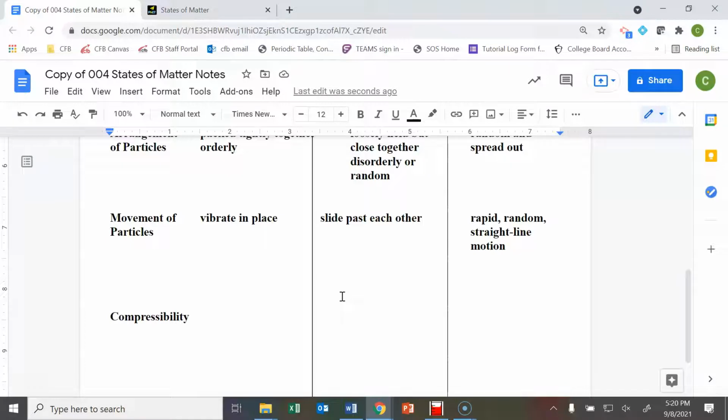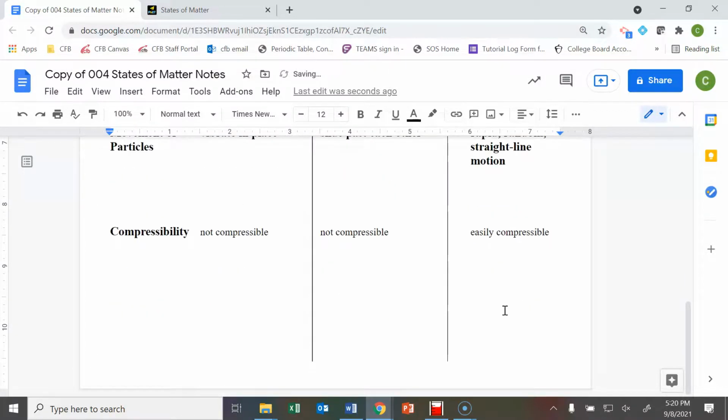So solids are not compressible. Liquids are not compressible. Gases, we would say, are easily compressible. All right, that's pretty well it for states of matter.